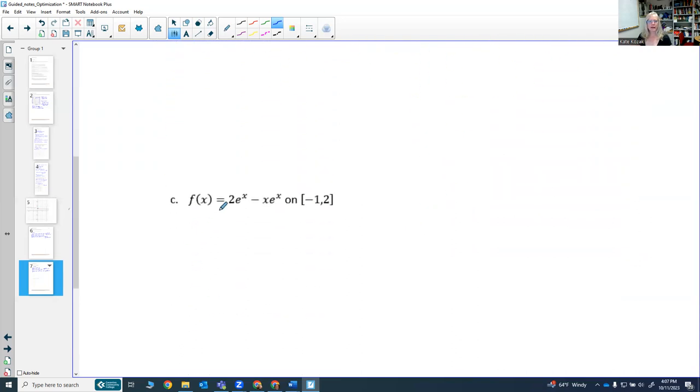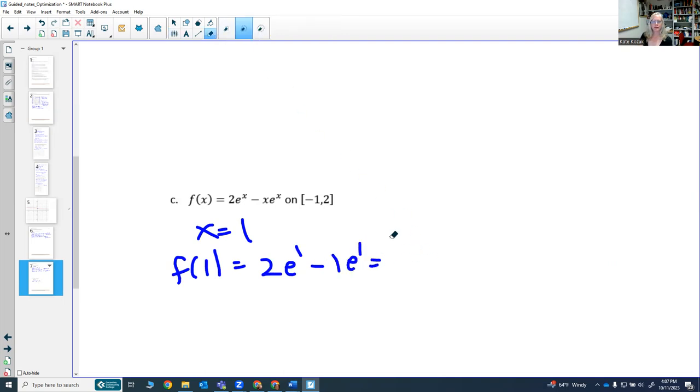The next example is f of x is equal to 2 e to the x minus x e to the x on negative 2 to 2. Again, you want to evaluate the function at the endpoints and at the critical points that fall in that interval of interest. From example number 2, the critical point is x equals 1. F of 1 would be 2 times e to the 1 minus 1 e to the 1, which is actually equal to e to the 1, approximately equal to 2.718.